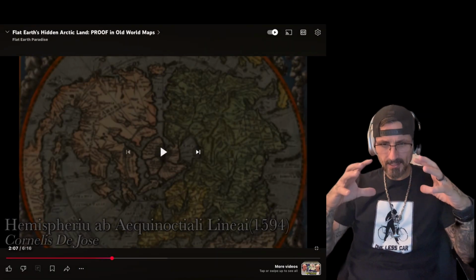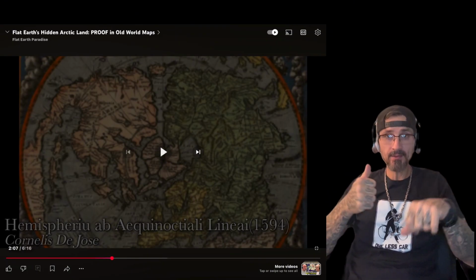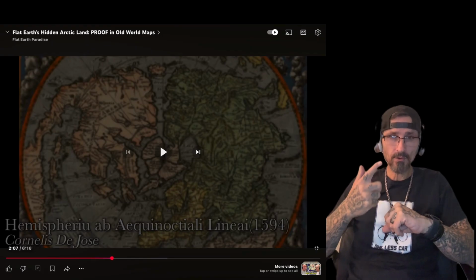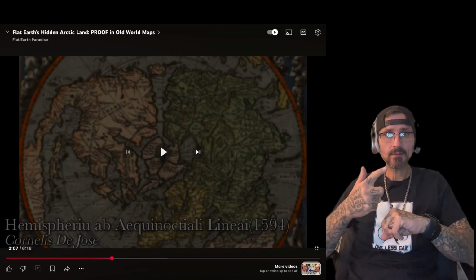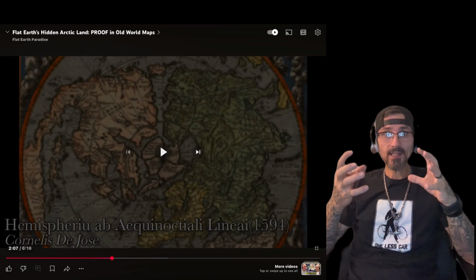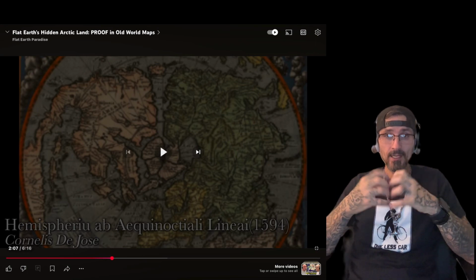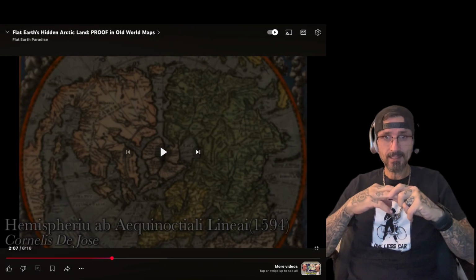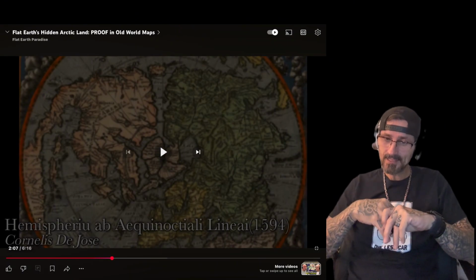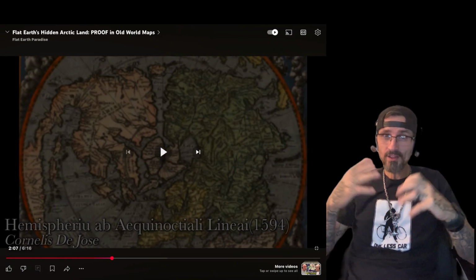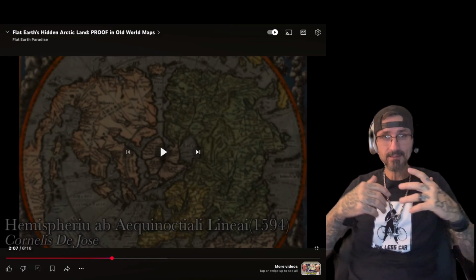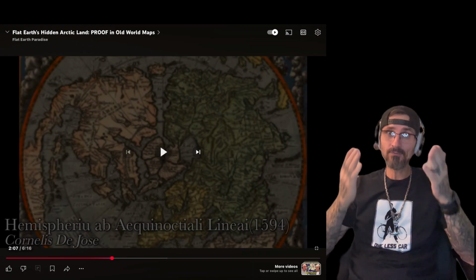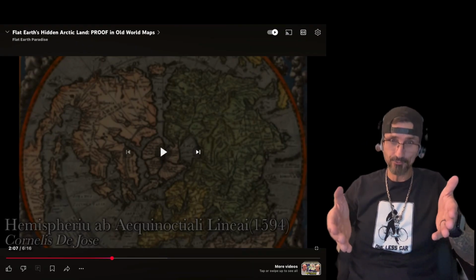Okay, keep in mind, guys, that A, this is a very old map, and B, Mother Earth is alive. It eats itself and regenerates. Like, all this stuff could be real. I'm not saying it could be real, I'm saying there's a huge possibility it's real.